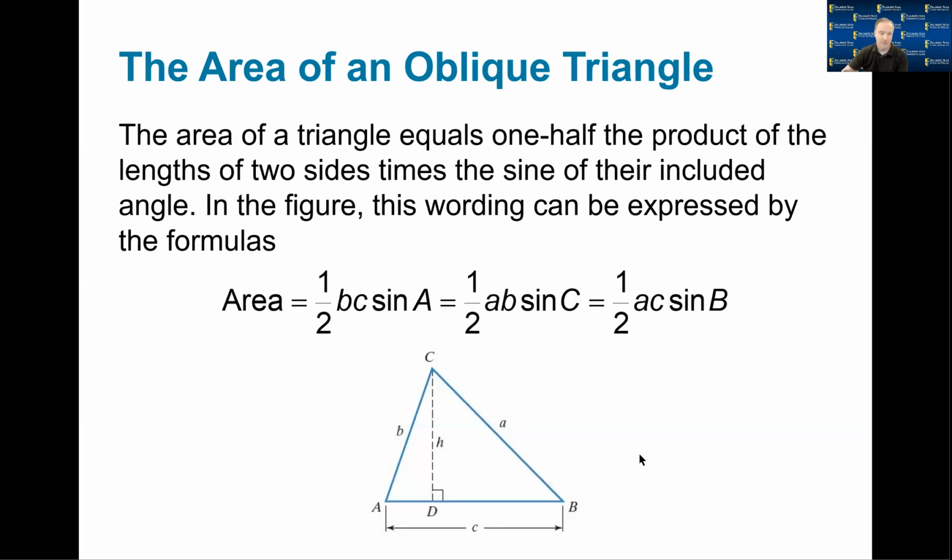Now, easy part of this, area of an oblique triangle. We know the area of any triangle is 1/2 base times height. So if you looked at this, you'd say, well, why can't I just say the area is 1/2 the base C times the height H? Well, what if you don't know the height H? Then all I would have to do is draw a perpendicular to the base and make a right triangle within this triangle.